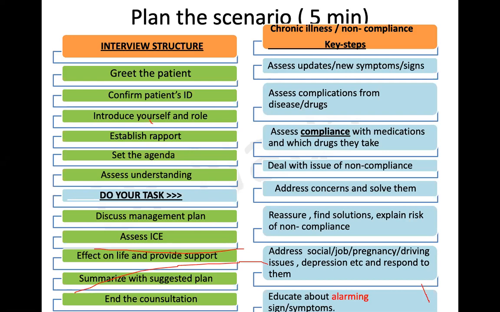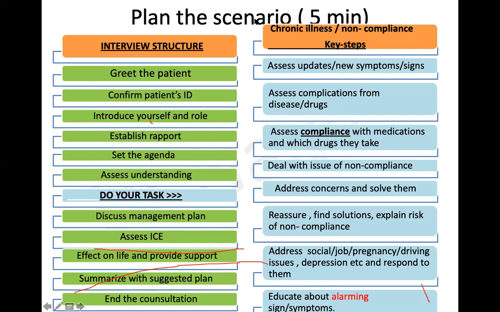I can contact my colleague. He is a psychiatrist. He's a doctor who deals with people who have similar problems like yours. He can give you treatment and make you feel better. All right. Don't forget, in a chronic illness or non-compliance, especially when you are persuading a patient to take his drugs.